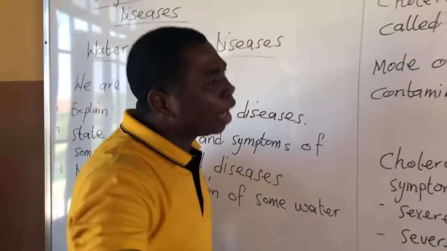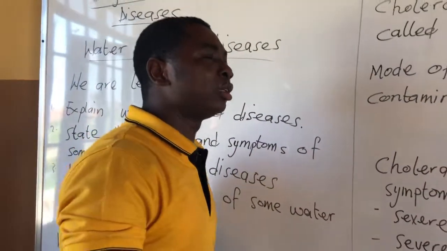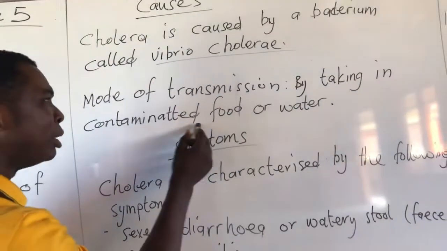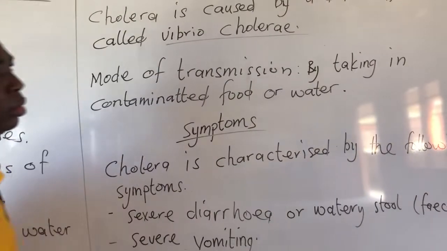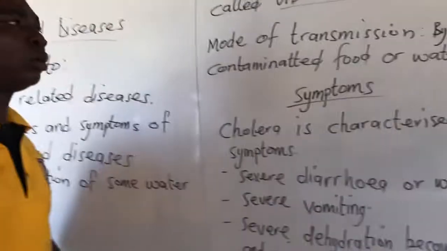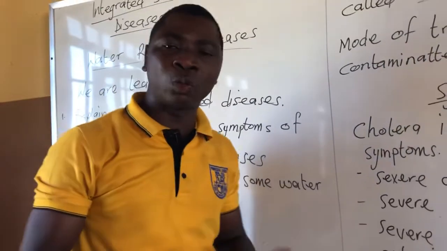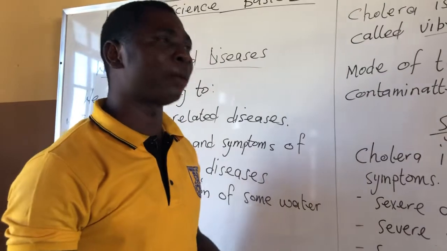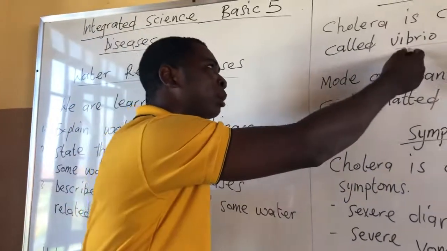So let's talk about how this can be transmitted. The mode of transmission is by taking in contaminated food or water. When we eat contaminated food or drink contaminated water, we will get the disease called cholera. And it's caused by Vibrio cholerae.